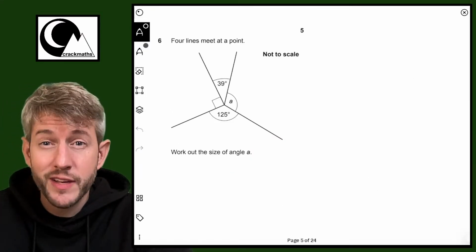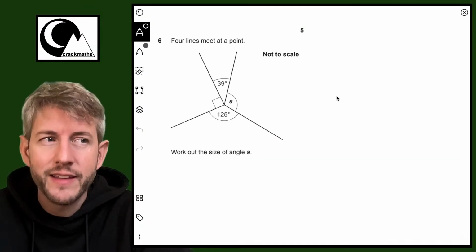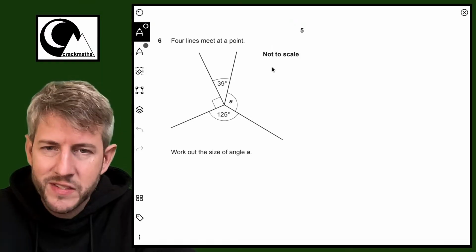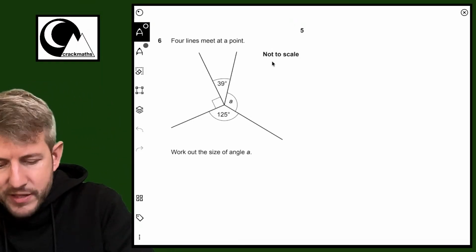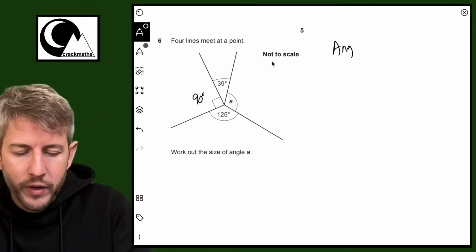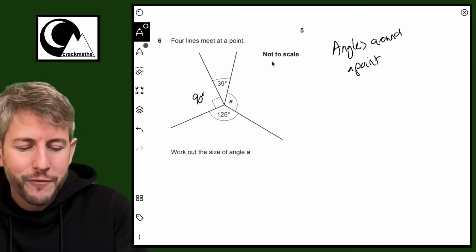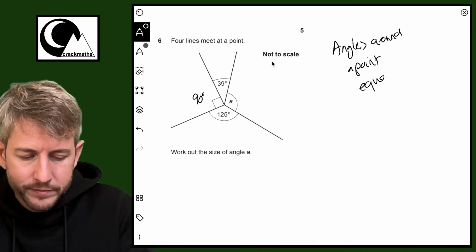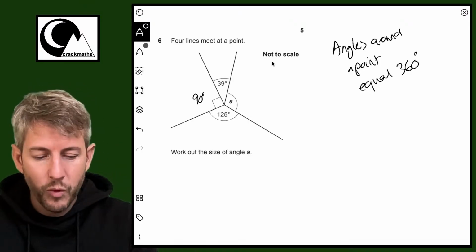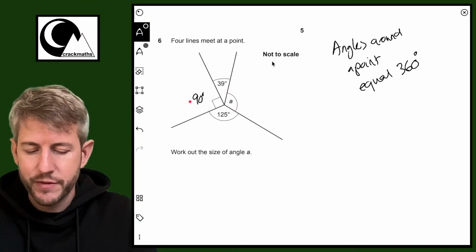So here we go, question 6. We've got 4 lines meet around a point. Work out the size of angle A. Okay, so what we're expected to know here is that this square, if you see this square, that is 90 degrees. And we're also expected to know that angles around a point equal 360 degrees. Okay, so here we are. What we've got to do is find out what angle A is to make all of these add up to 360.